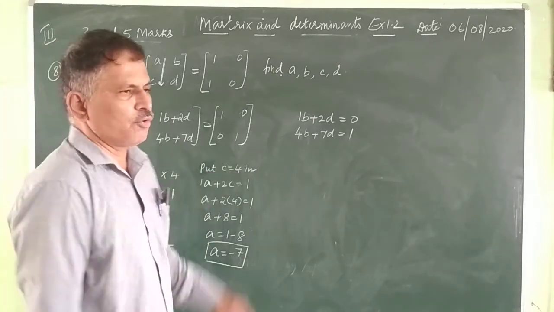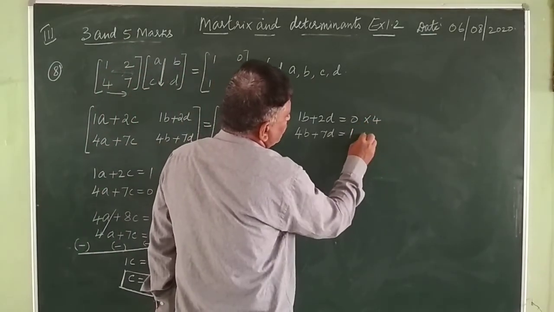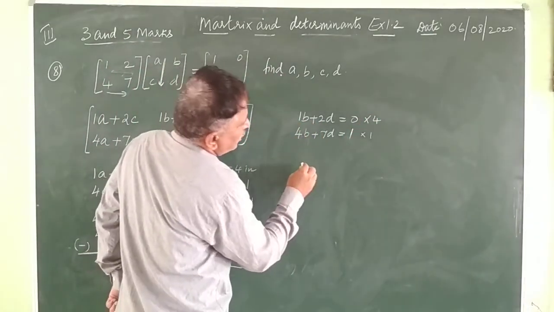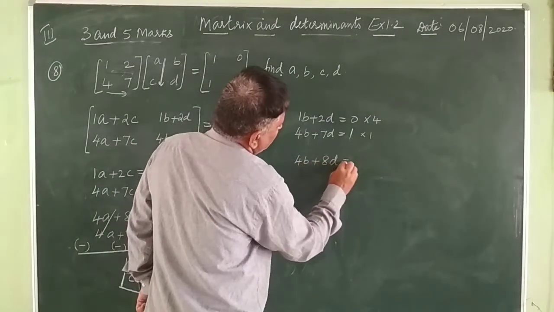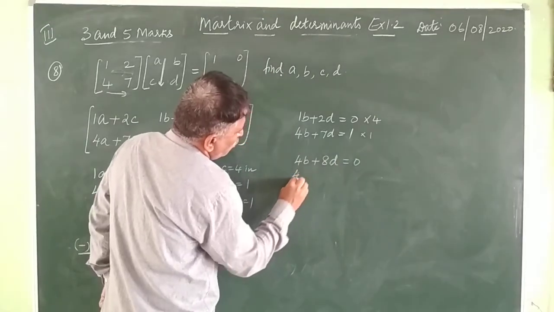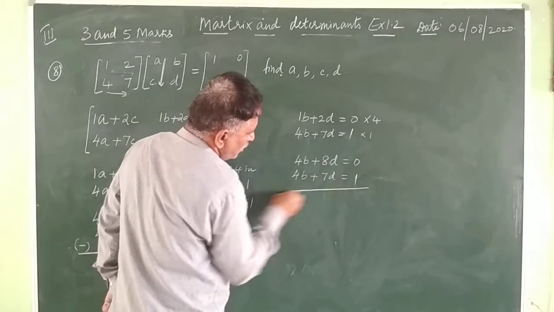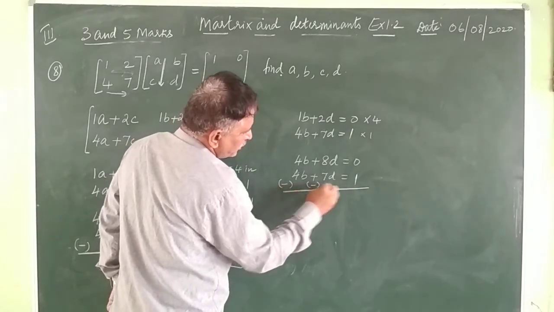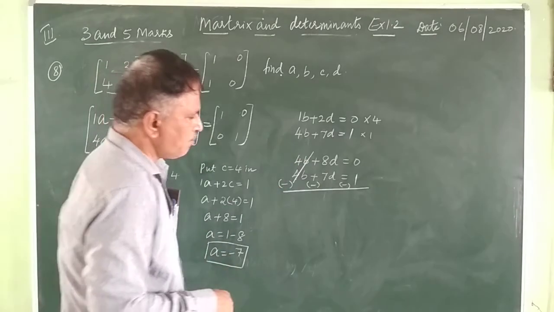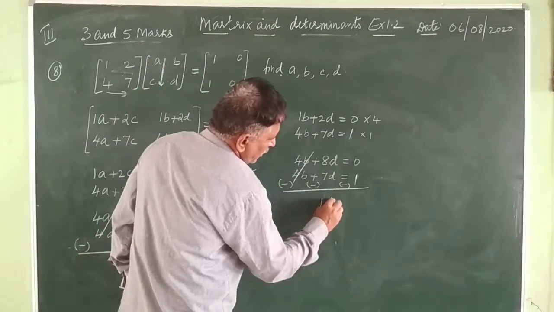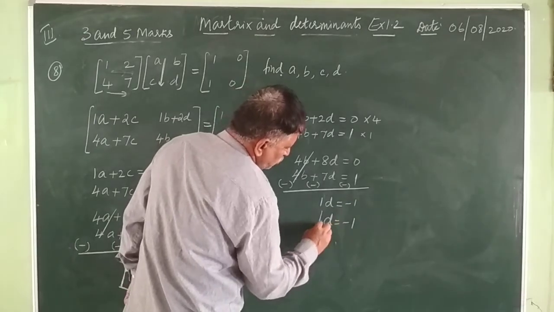Similarly, we have to find out B and D. So again, I will multiply this with 4, this with 1. 4B plus 8D is equal to 0, and 4B plus 7D is equal to 1. Subtracting, these two will get cancelled. 8D minus 7D is 1D, which is equal to minus 1, or D is equal to minus 1.